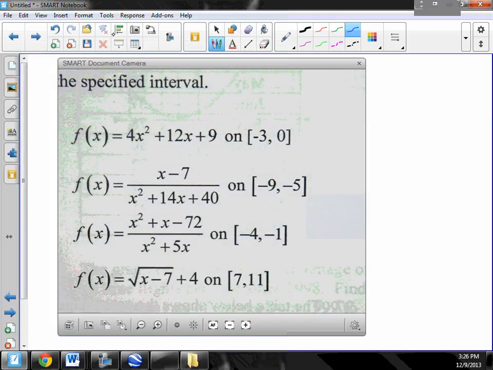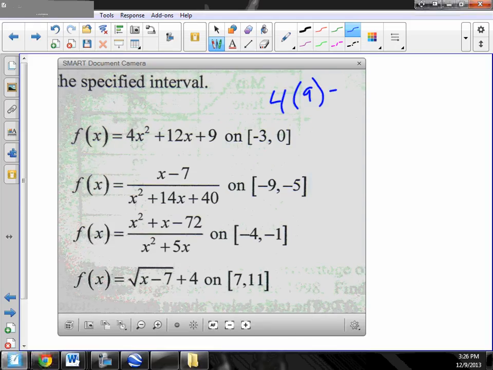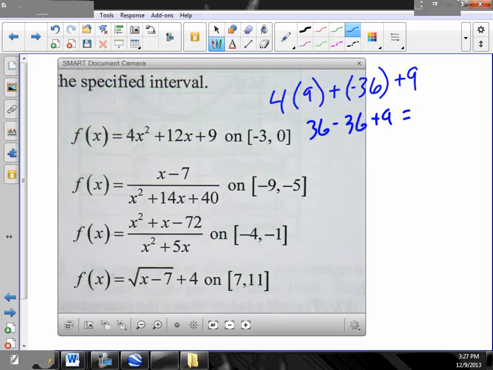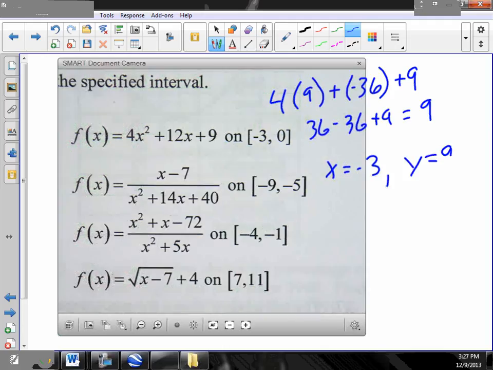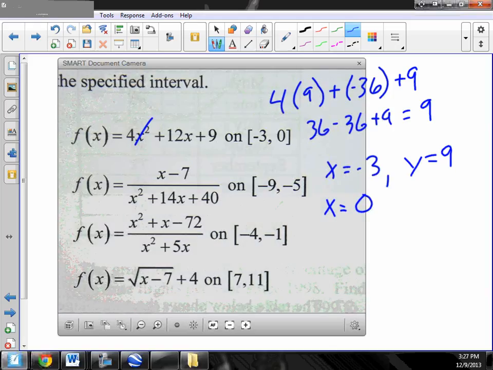So I need to plug in -3. So 4 times -3 squared is 36, plus 12 times -3 is -36, plus 9. So that's 4 times 9 is 36, minus 36 plus 9 is just 9. So my first x is -3, and my first y is 9. My second x is 0. So I plug in 0. 0 squared is 0. 12 times 0 is 0, plus 9. Y equals 9.